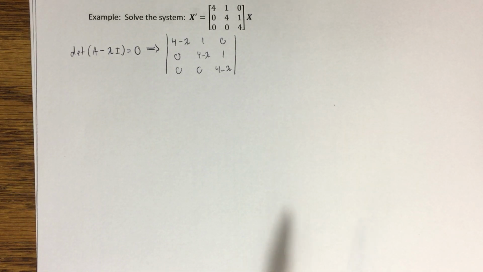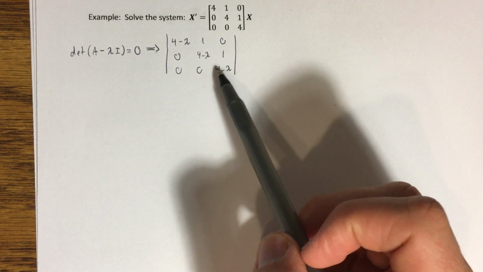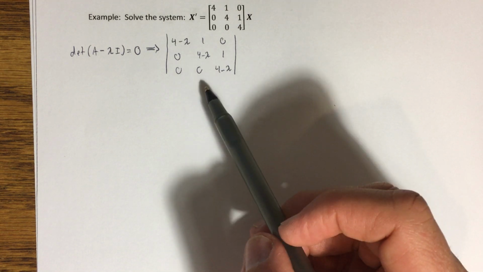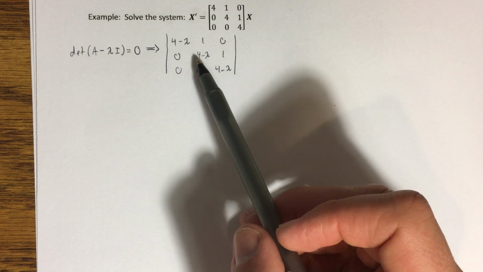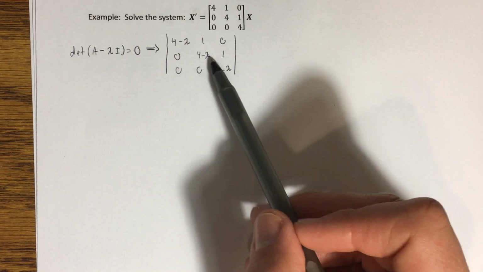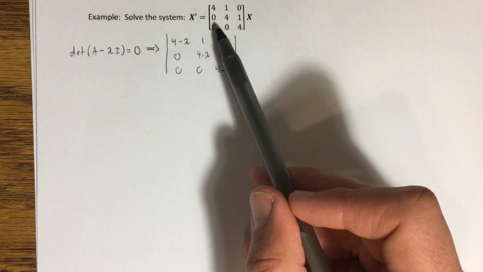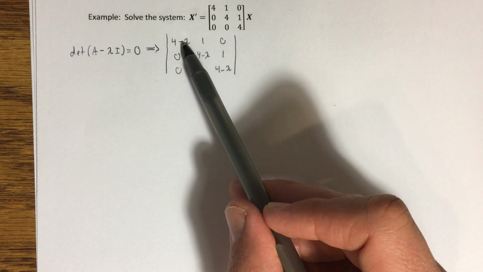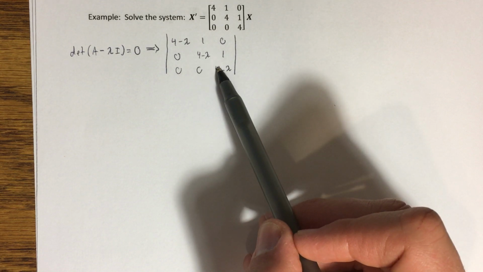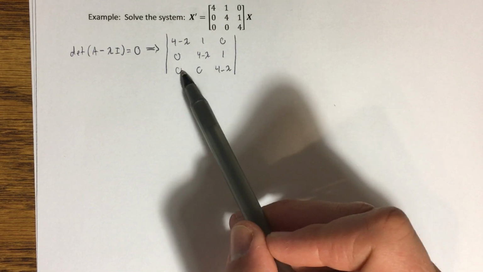This is something you would learn in linear algebra. This is what we call a triangular matrix. Specifically, it's an upper triangular matrix. A triangular matrix is a matrix that has all zeros either below its main diagonal or above its main diagonal. And you notice here, the main diagonal is these terms right here, the 4 minus lambdas appearing here. Below that are all zeros.